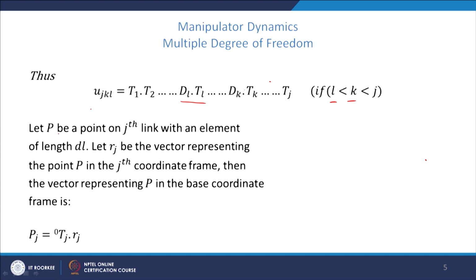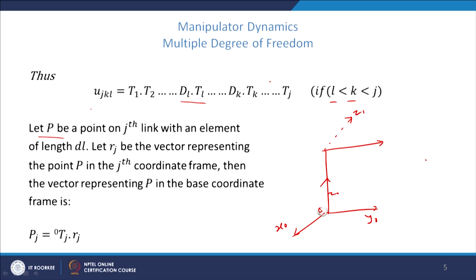Now, let us assume that P is a point on the jth link, with respect to the jth link. For example, let us say this is the first link and this is the second link, and the coordinates are x0, y0, z0, and if you assume this is the rotation with respect to z1, the revolute joint, and we can fix the x1, y1.